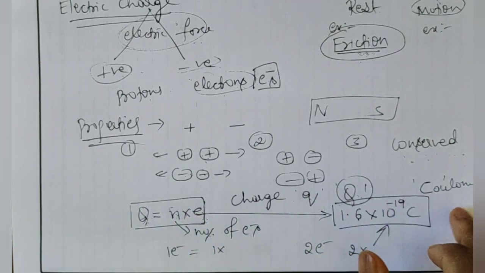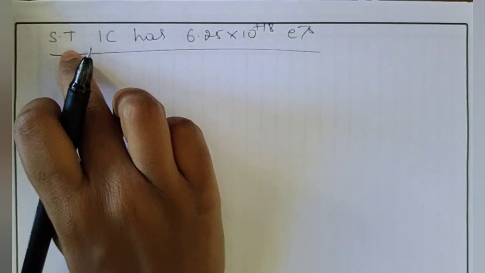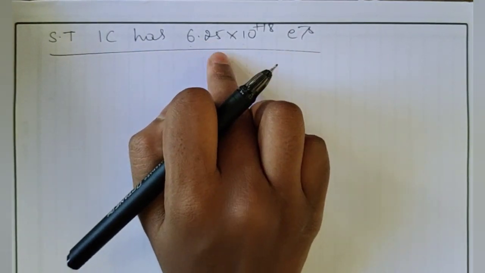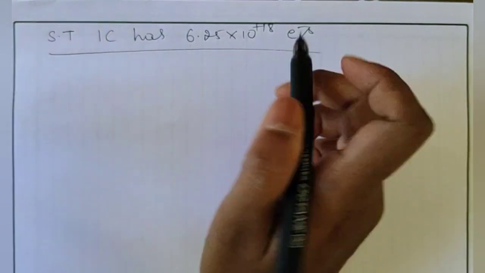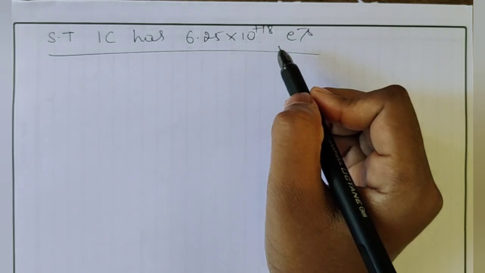Now using this, as I told, we have one important concept. Let us see what that is. Now look at the question. Show that 1 coulomb has 6.25 into 10 to the power plus 18 electrons. That means we need to prove it.